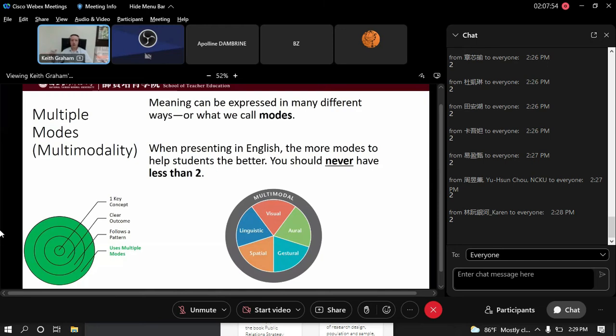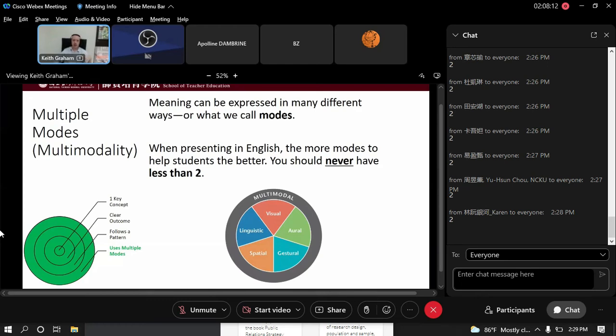Okay? There are basically 5 modes that we can talk about. Linguistic, which is language. Visual, which is pictures and such. Oral, which is what we do with sound. Gestural is making gestures. And spatial, how we work with space.